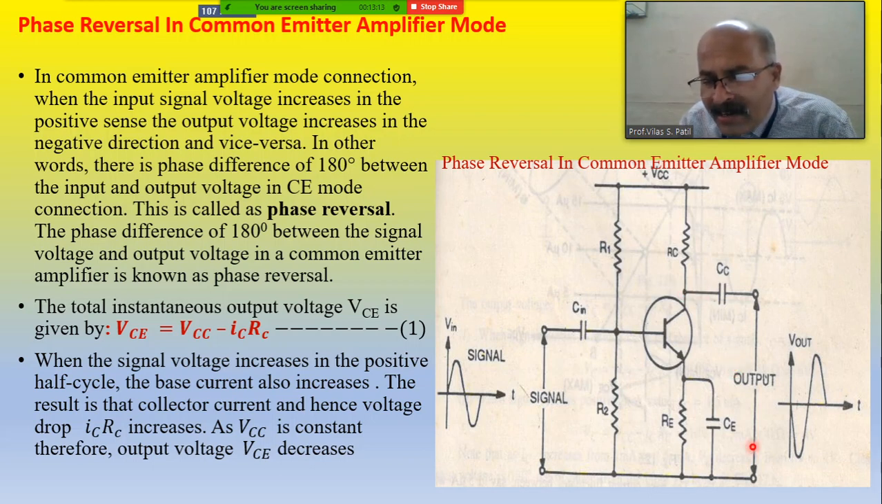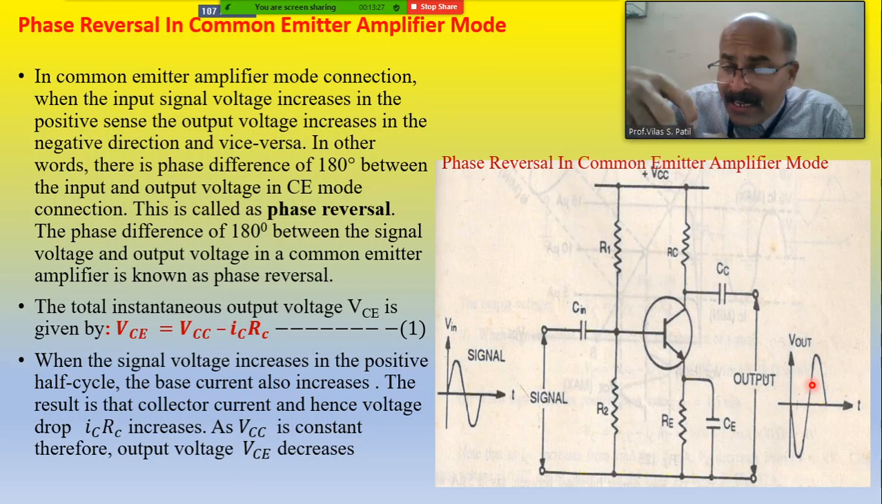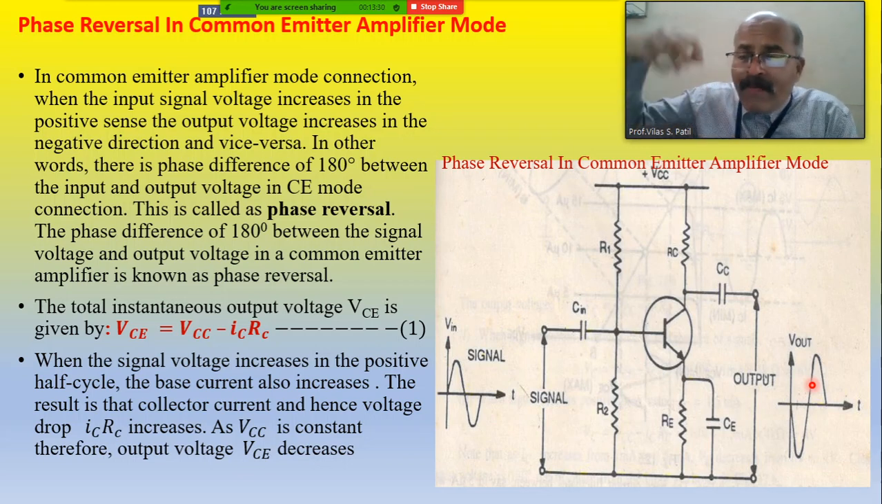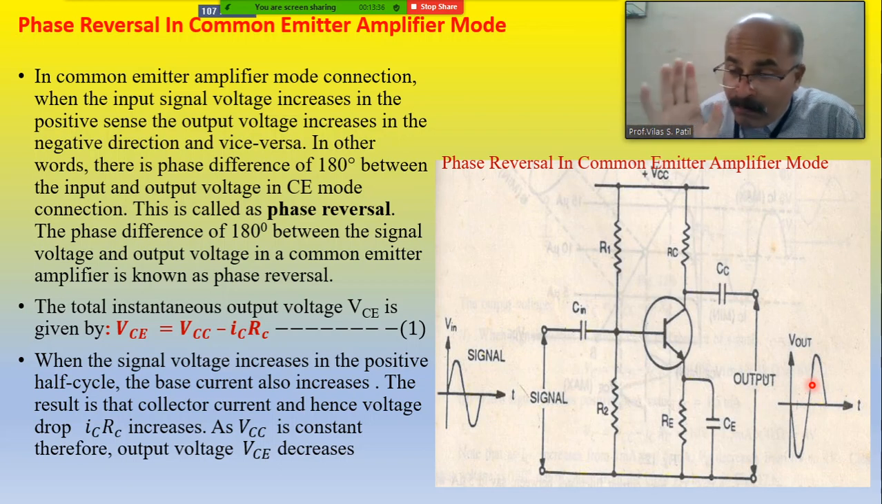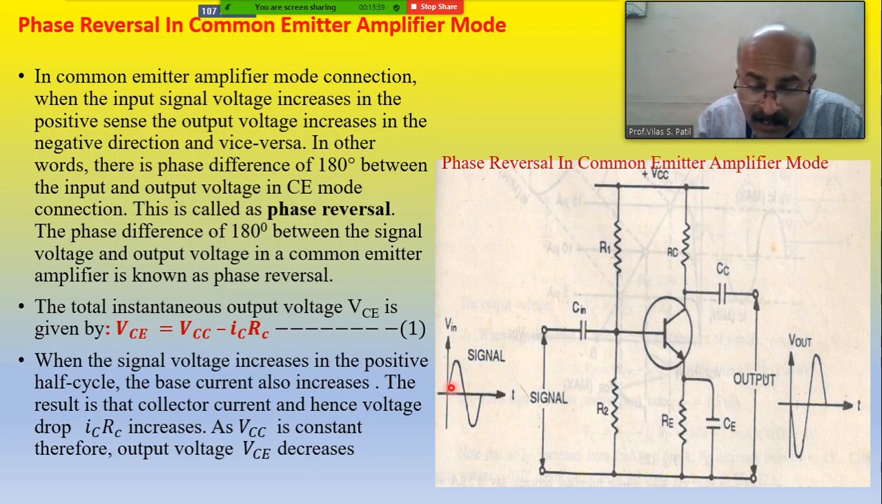Between the collector and emitter, this is the output voltage. A small signal is given to the input, and a high, magnified voltage is obtained at the output between the collector and emitter. In this small signal given at the input, this is the positive half cycle, and this lower half cycle is the negative half cycle. This is the input. But what about the output?